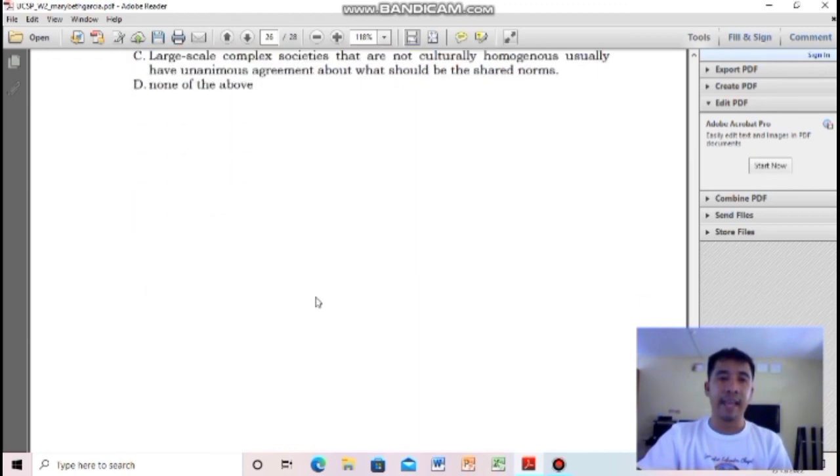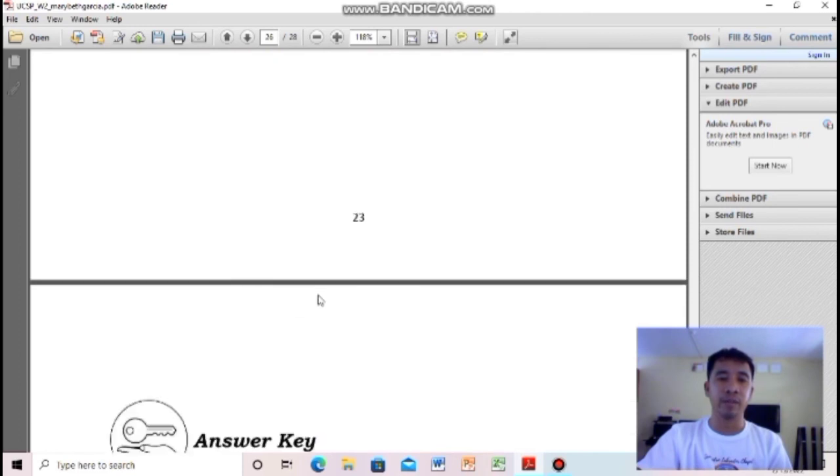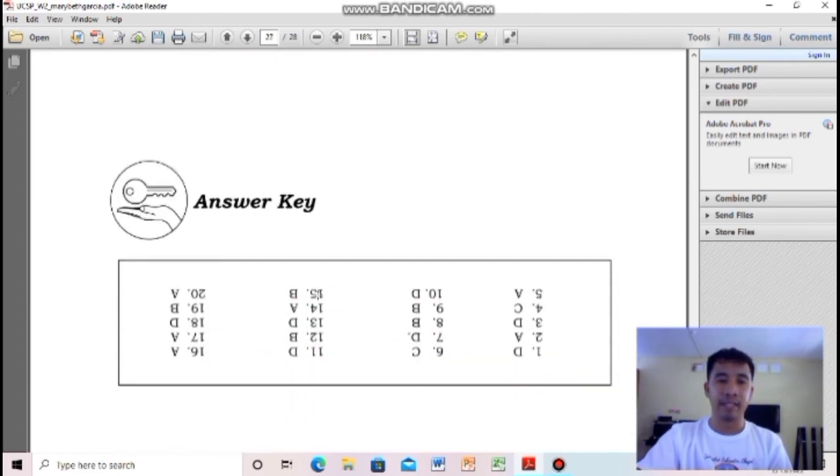And this is the end for your module 2 in your subject. So this is the answer key for the assessment from 1 to 20. That's all for your subject, understanding culture, society, and politics.